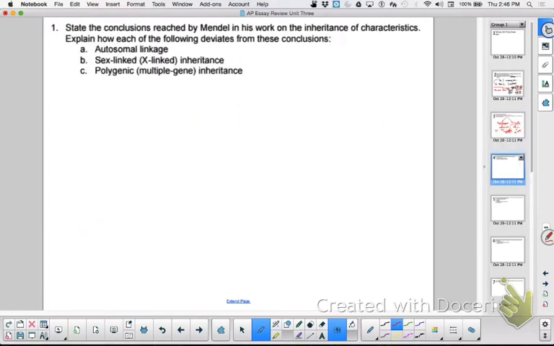State each of the conclusions reached by Mendel in his work on the inheritance of characteristics. Explain how each of the following deviates from these conclusions. So first, tell me the three conclusions he had. Law of dominance. Law of segregation. Law of independence.